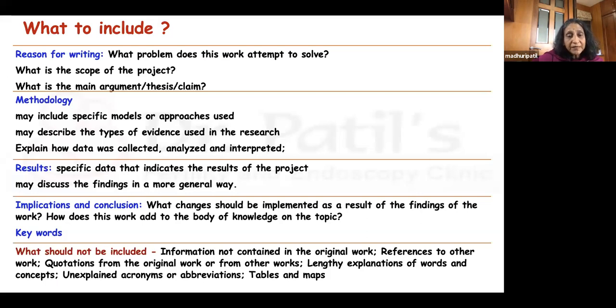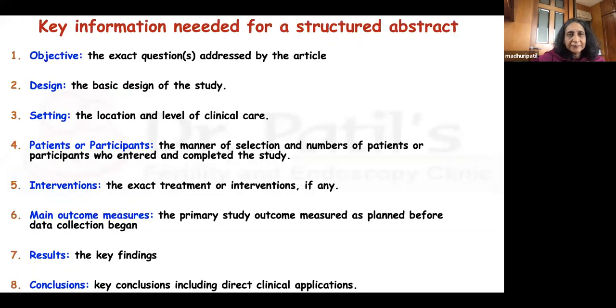So what should not be included is again very important. Information not contained in the original work, references to others' work, quotations from the original work or other works, lengthy explanations of words and concepts, unexplained acronyms or abbreviations, and tables and maps from somebody else's presentation should not be included in your abstract.